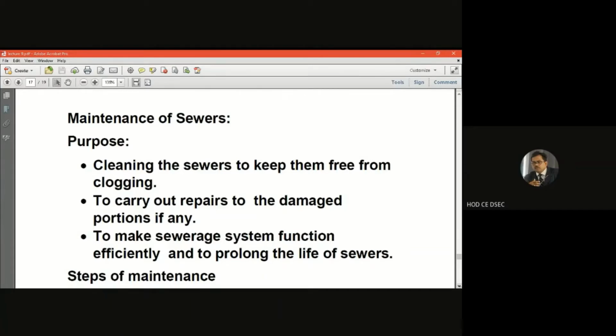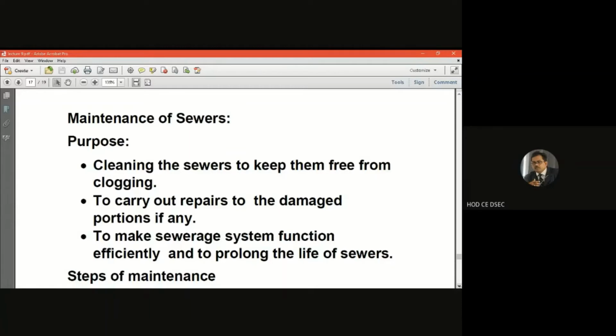Second point, to carry out repairs to damaged portions, because these materials depreciate, so definitely erosion and damage will be there. So the damaged parts definitely have to be taken care of periodically in the maintenance period of the sewer. Maintenance of the valve, maintenance of the sewer pipe, maintenance of the manhole cover, maintenance of the sewer appurtenances. All these things I mean as a sewerage system. So carrying out repairs to the damaged portion is also a part of the maintenance.